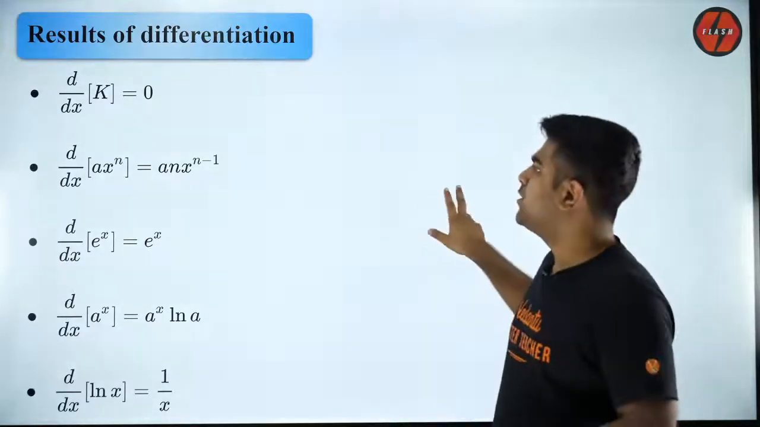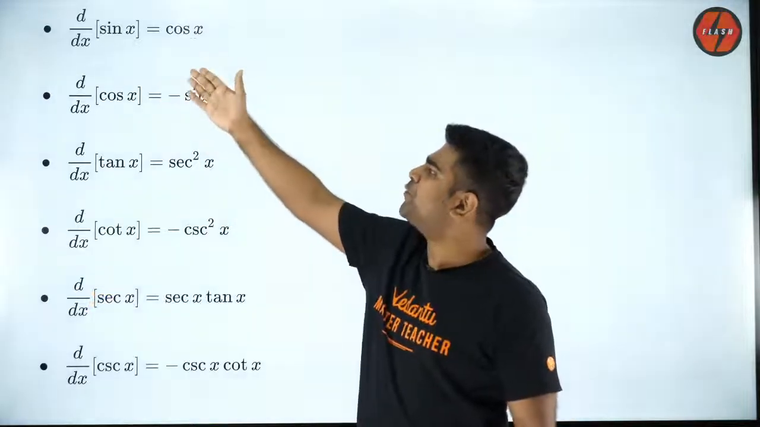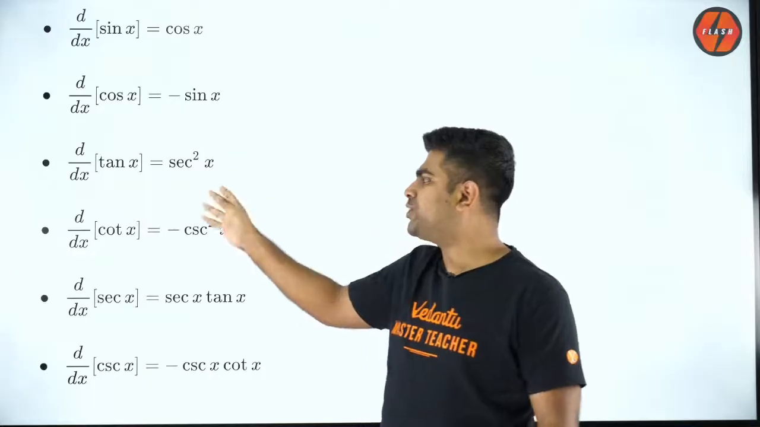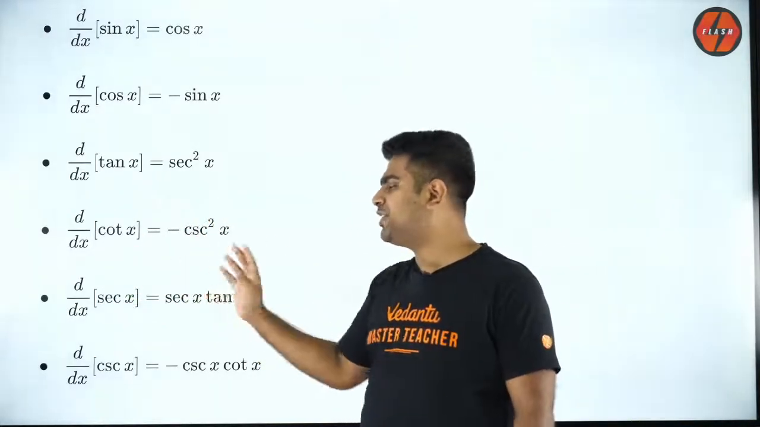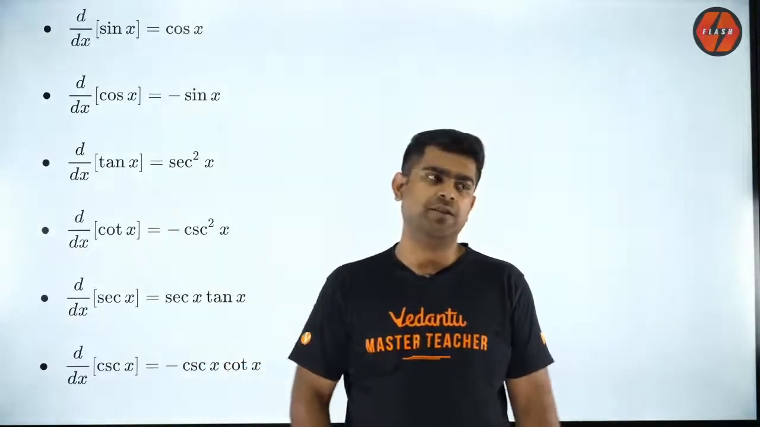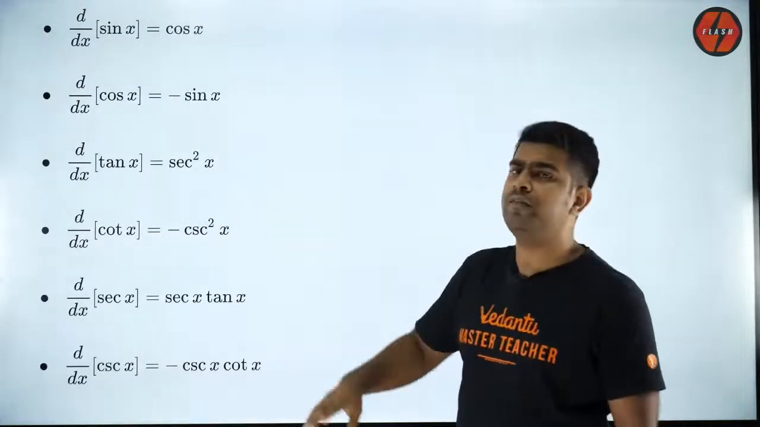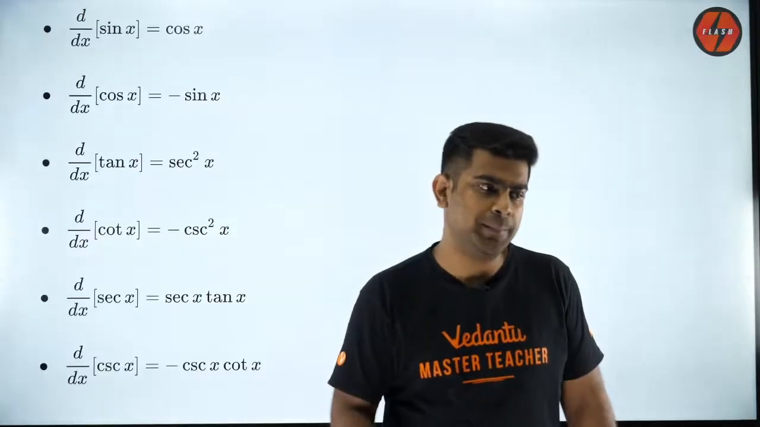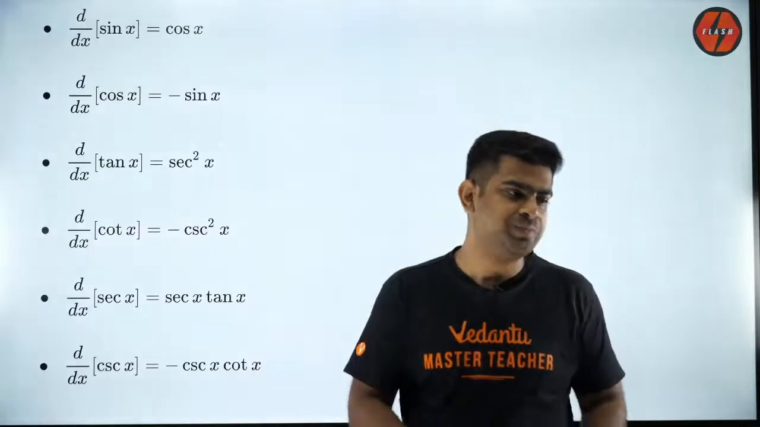Okay, perfect. So after this, we have another set. Derivative of sin x is cos x, cos x is minus sin x, tan x is secant square x, cot x is minus cosecant square x, secant x is secant x tan x, and cosecant x is minus cosecant x cot x. Those are going to be the derivatives of the most commonly used functions which you guys have to know. Very good, Kiran. I'm glad you remember them.